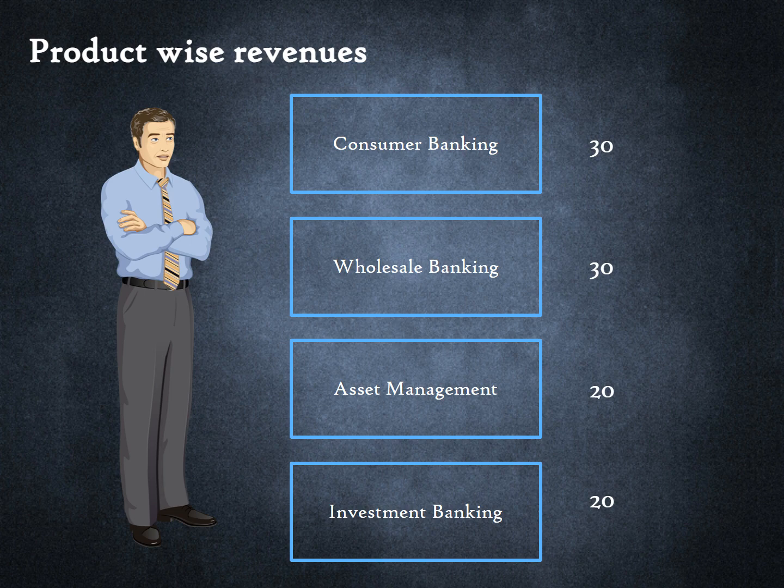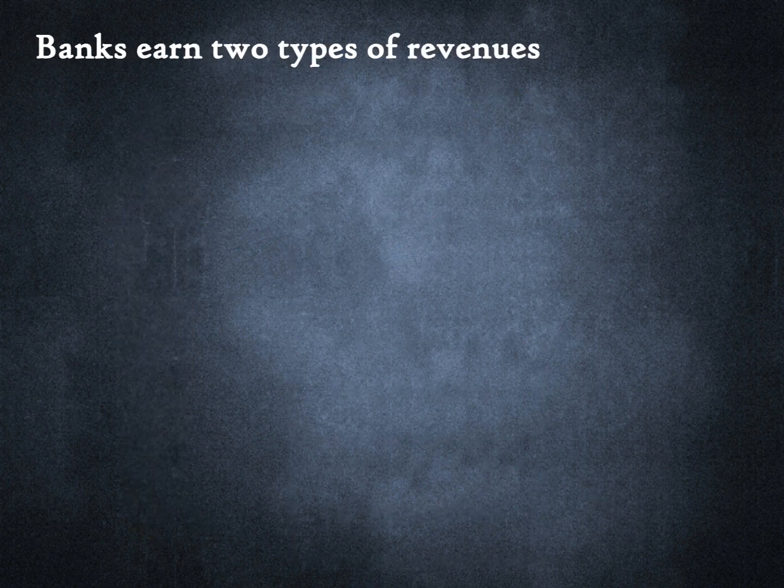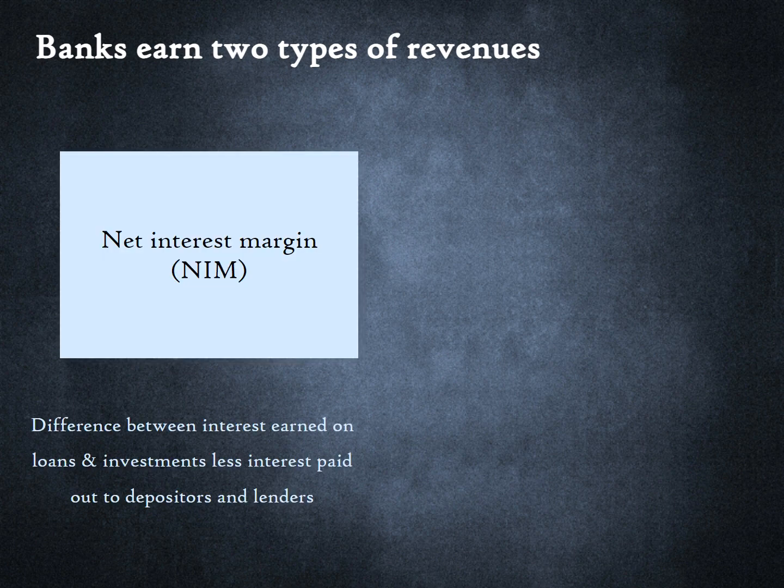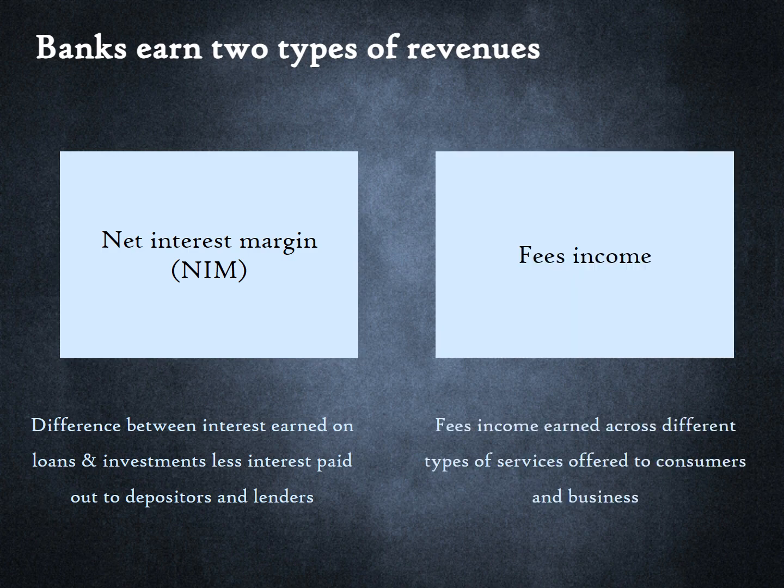cars manufacturer. Instead of line of business revenues, we can classify Trust Bank's revenues by the nature of revenues into two categories. First is net interest margin, NIM in short. NIM is the difference between interest earned on loans and investments less interest paid out to depositors and lenders. The second category is fees income earned across different types of services offered to consumers and business. We will now look into each one of them.